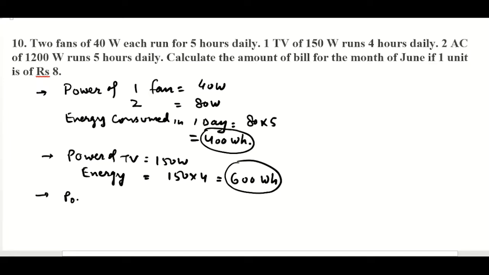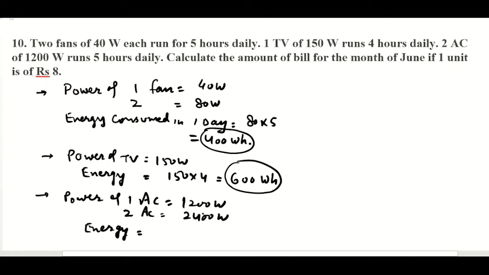And third, there are two ACs. So power of AC is equal to 1200 watt. There are two ACs, so it becomes 2400 watt, and energy consumed by two ACs is equal to 2400 into 5. This is equal to 12,000 watt hour.